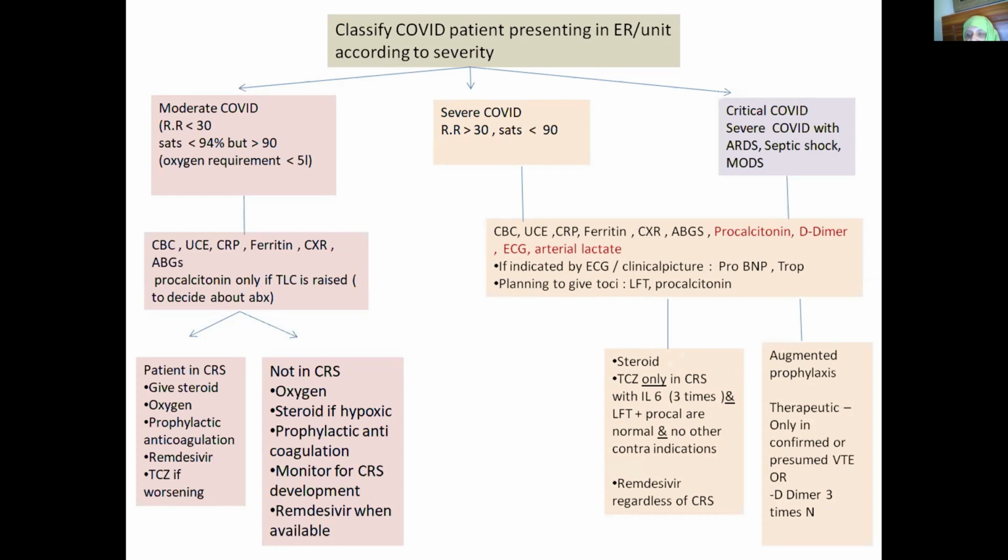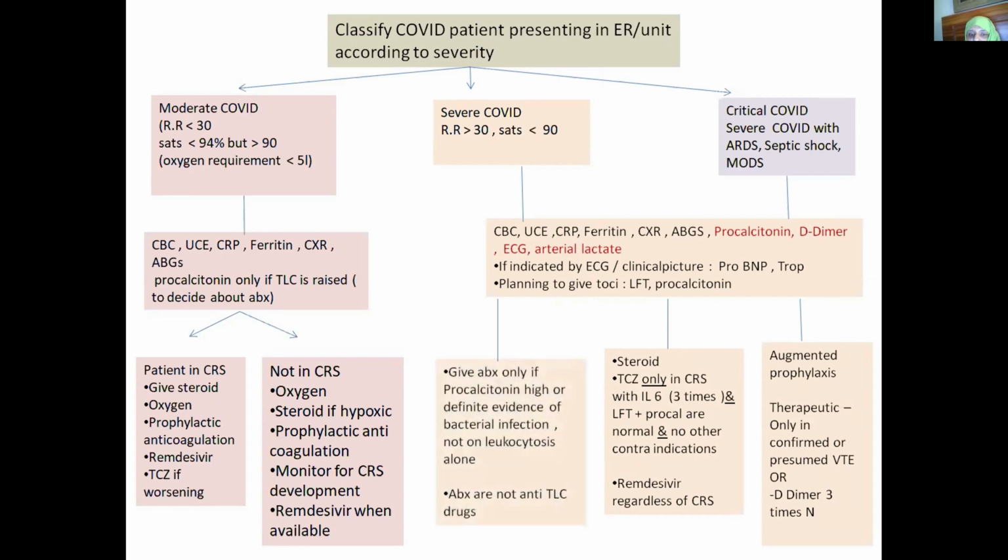Therapeutic anticoagulation only if you have confirmed or presumed VTE, or the D dimer is more than 3 times upper limit of normal. And antibiotics should only be given if the procalcitonin is high along with leukocytosis, or you have some other evidence of bacterial infection, for example, a positive culture, because antibiotics are not anti-TLC drugs.